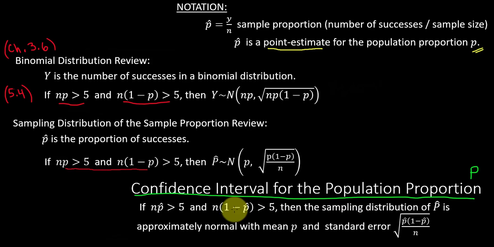Now it looks a little repetitive here, but remember, P, the population proportion, is an unknown parameter, and therefore we're going to replace it with its sample counterpart, P with a hat. And if these two quantities exceed 5, then the sampling distribution should be, again, approximately normal with the mean of P and the same standard error as a moment ago, but we have replaced the P's with P hats.